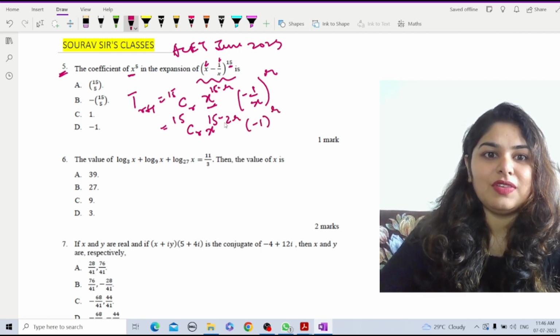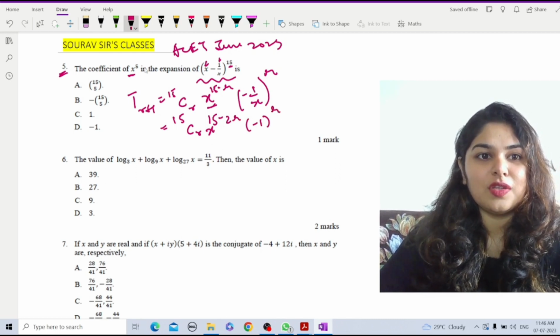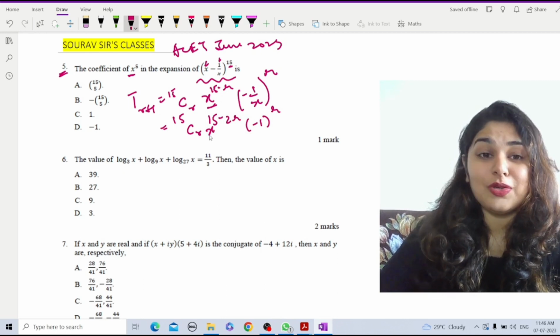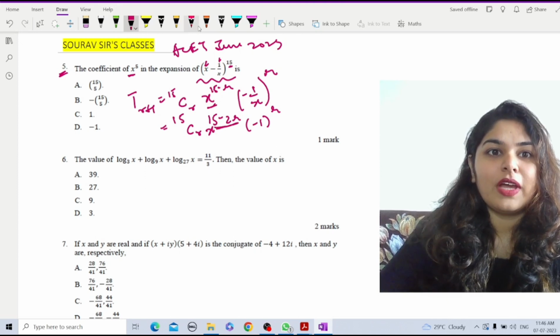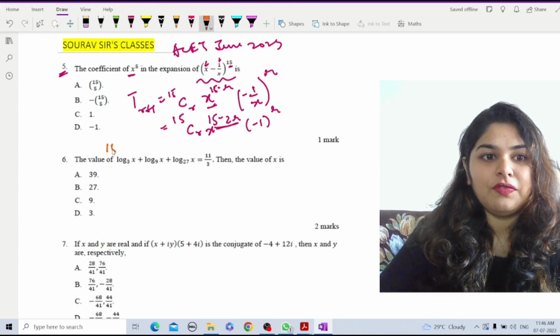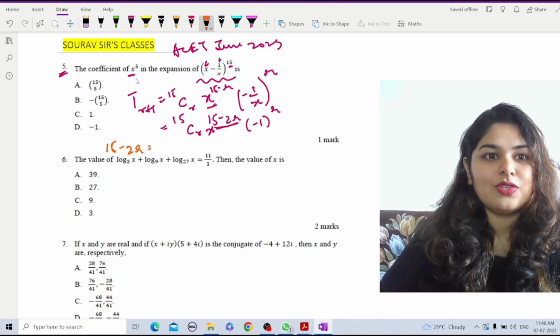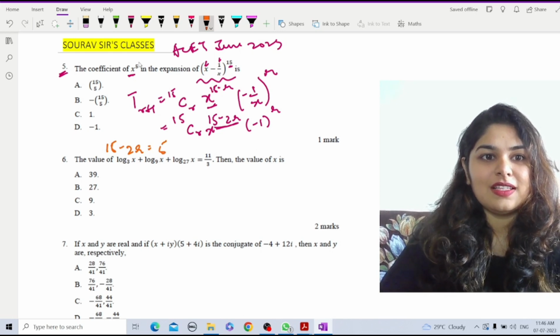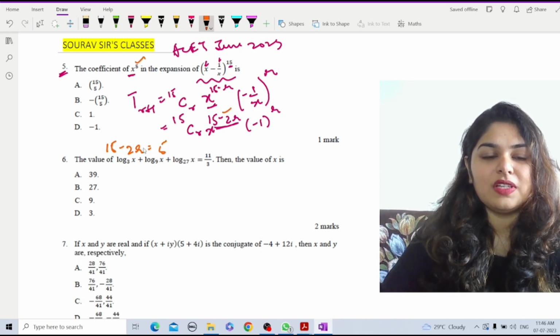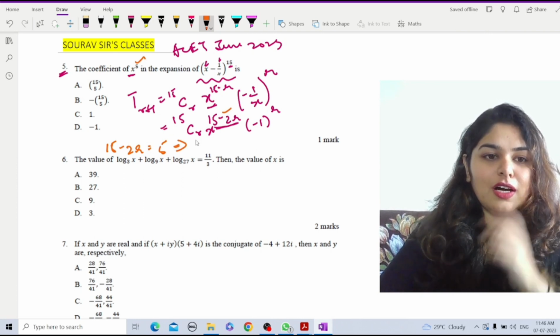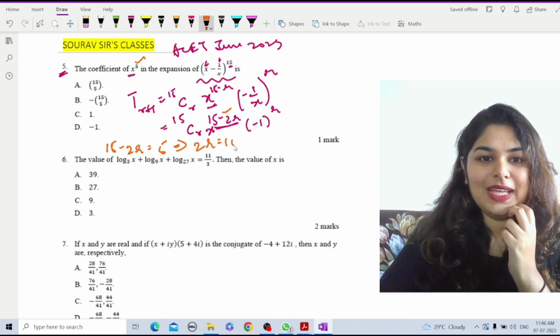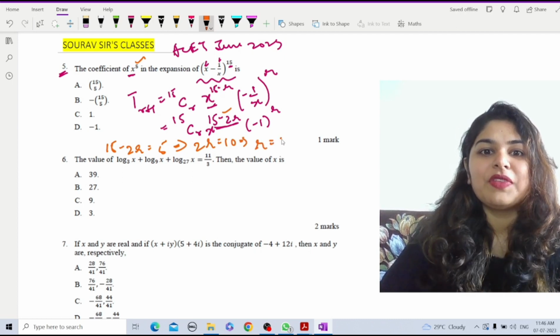We need the coefficient of x to the power 5, so this power should be 5. That means we have to solve 15 minus 2r is equal to 5, by comparing these two expressions. This is the power, this is the power. So this will yield 2r is equal to 10 and r is equal to 5.